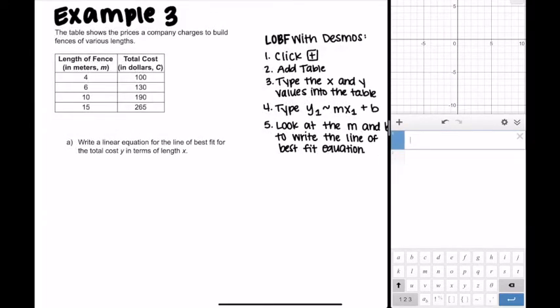In example 3, the table shows the prices a company charges to build fences over various lengths. Write a linear equation for the line of best fit for the total cost y in terms of the length x.